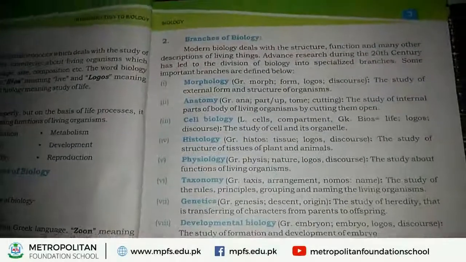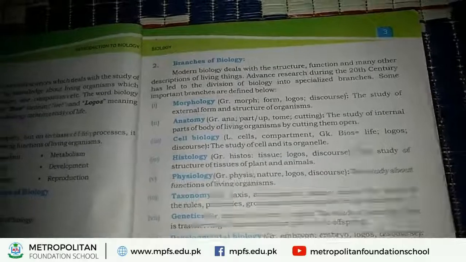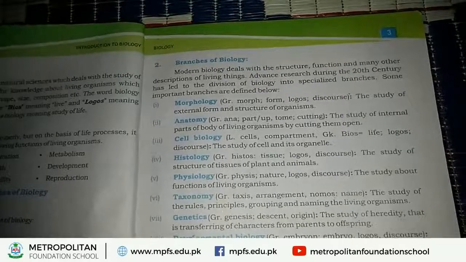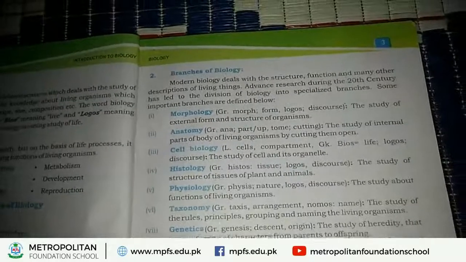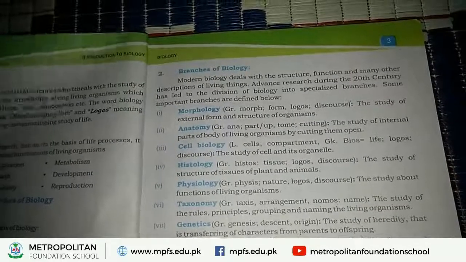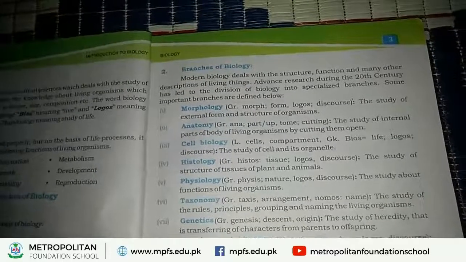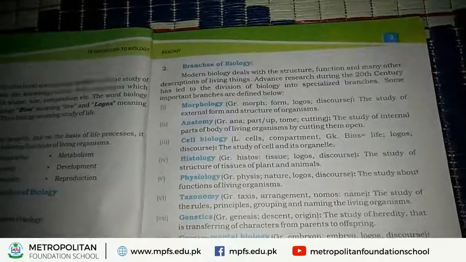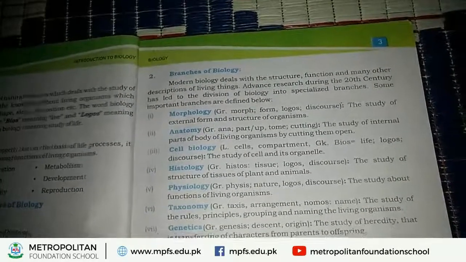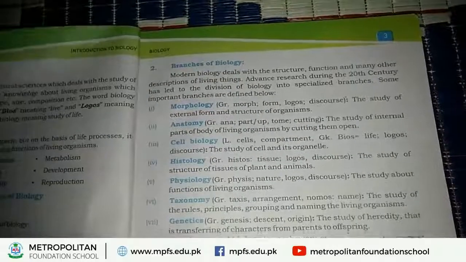First is morphology. The word morph means form, shape, and the second word, logos, means discourse and to study. Morphology is a branch of biology in which we study the external form and structure of organisms. What do you mean by external form and structure of organisms?